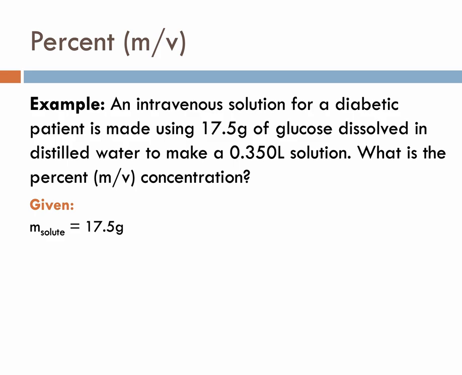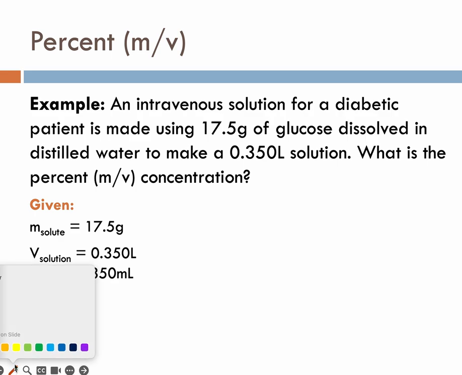So things are good in unit land. Now the next number that I come across is 0.350 liters. So here, the units are not right. I need to write that down in milliliters. To convert liters to milliliters, I just need to multiply by 1,000 because there's 1,000 milliliters in 1 liter. I'll just write that unit conversion out for you just in case anyone would like a hand with that.